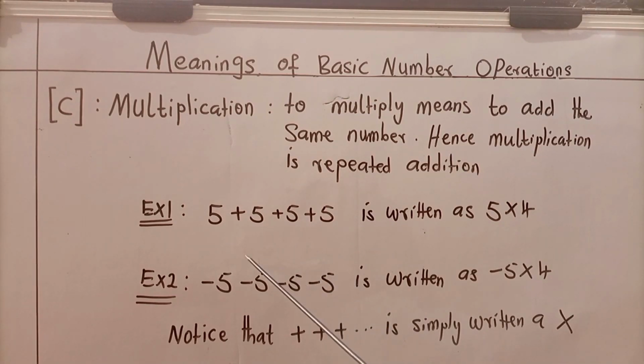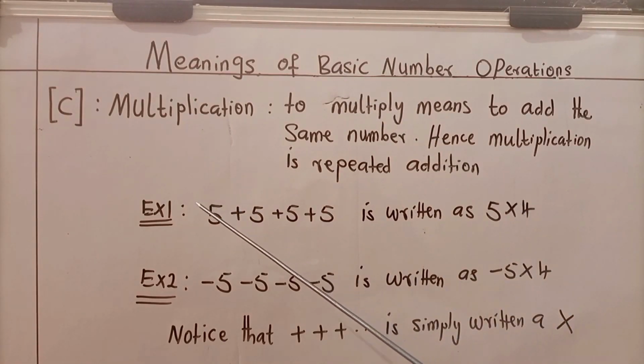That is, keep adding owing 5 to itself. That is, I'm owing 5, I'm owing 5, I'm owing 5, I'm owing 5. For convenience, this owing 5 that appears 4 times is written like this. That is minus 5 times 4.